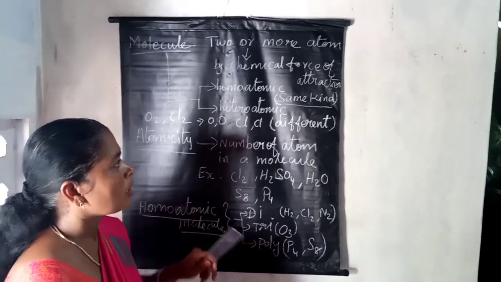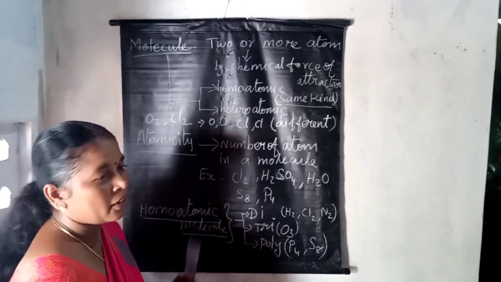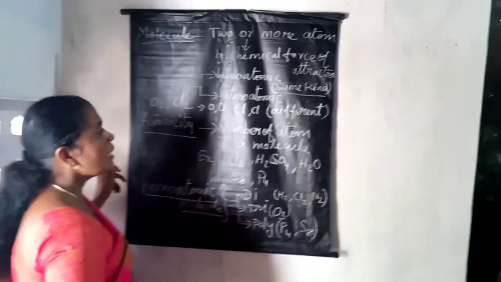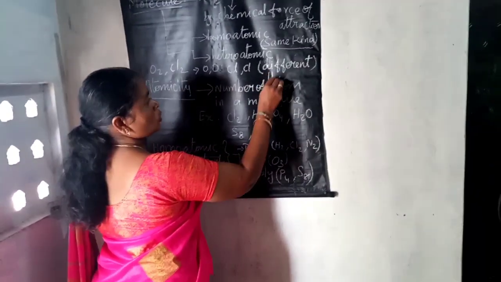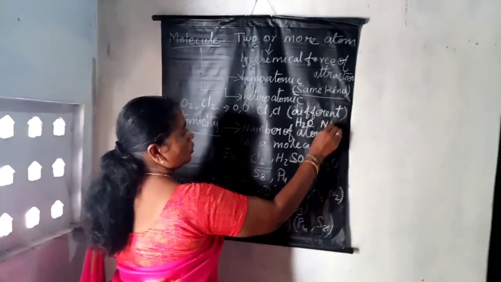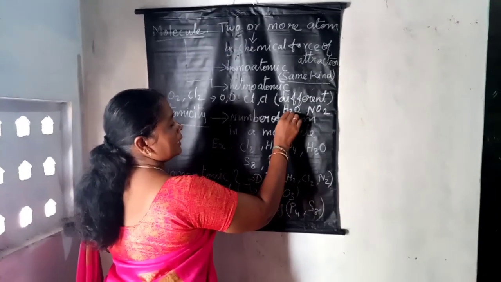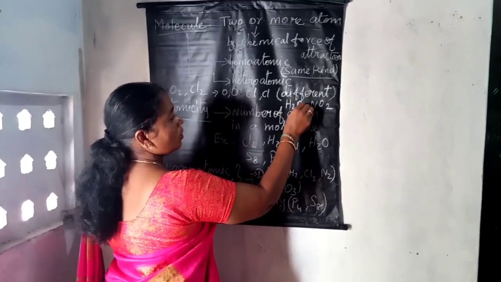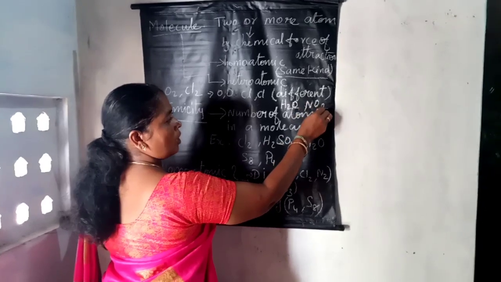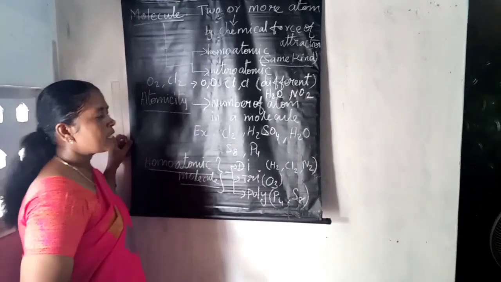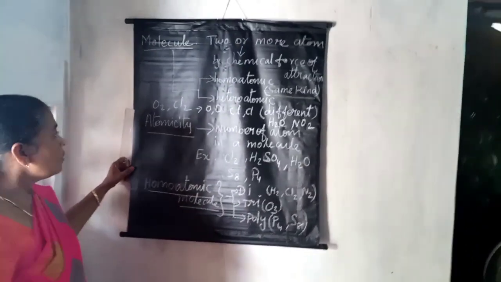What is meant by heteroatomic molecule? Different types of atoms combined together to form a molecule. That is, you take H2O, NO2, like that. See, hydrogen is one atom, and oxygen is also a different kind of atom. Nitrogen, oxygen here. So different kinds of atoms combined together to form a molecule.